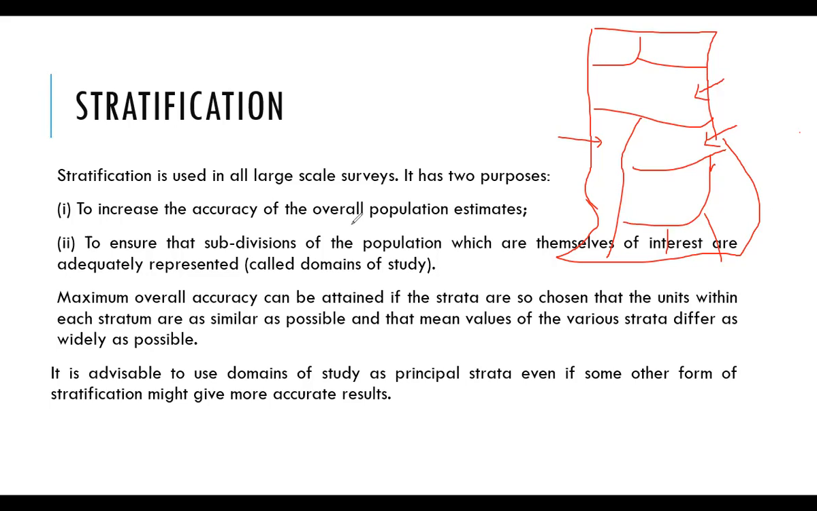So then we say that maximum overall accuracy can be attained if the strata are chosen such that the units within each stratum are as similar as possible. And that means that the mean values of the various strata differ as widely as possible. So we ensure that sampling is well done, and we also talk about the sampling units being similar within the strata themselves.